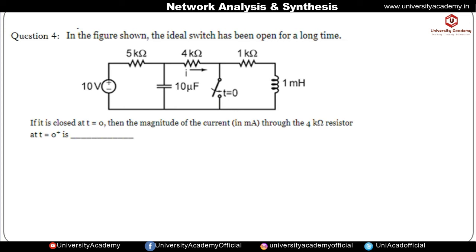Okay, so the question is, in the figure shown, the ideal switch has been open for a long time. So this switch was open initially, and if it is closed at t is equal to 0, then what is the magnitude of the current in milliamperes through the 4 kilo ohm resistor at t is equal to 0 positive? It means we have to find out the magnitude of the current flowing through this 4 kilo ohm resistor at t is equal to 0 positive.